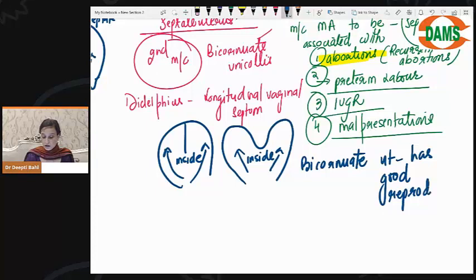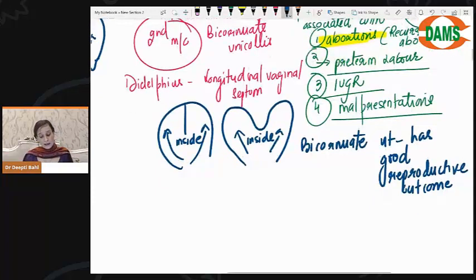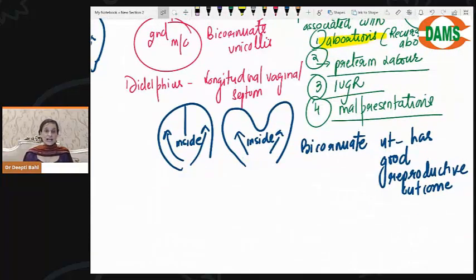So generally, it is not going to cause many problems. So usually the outcome of pregnancy is good, okay? But yes, it can cause abortions, preterm labor, IUGR, malpresentations, because again, the space is less, okay?